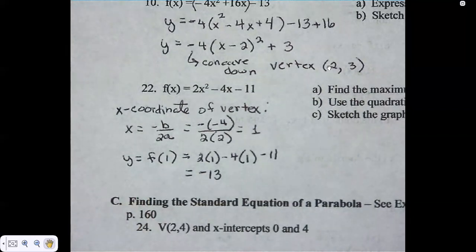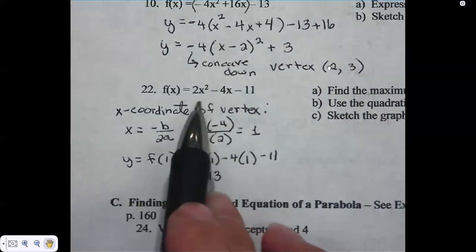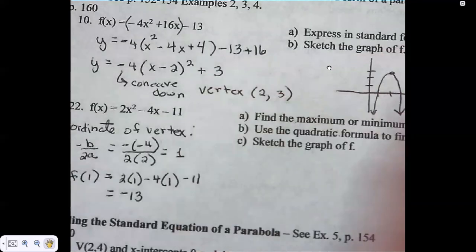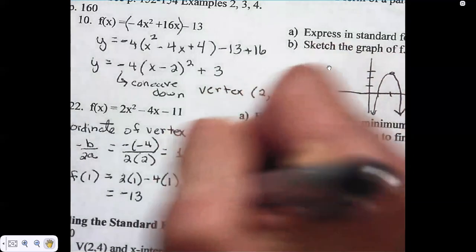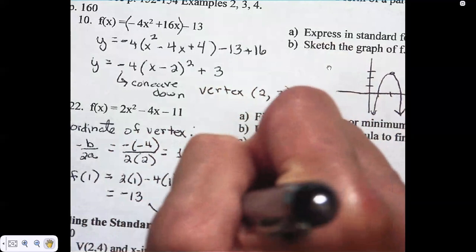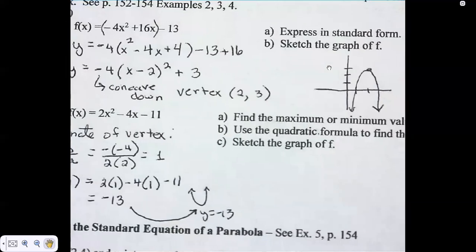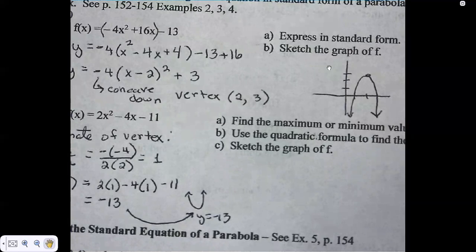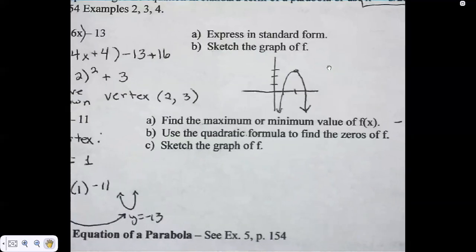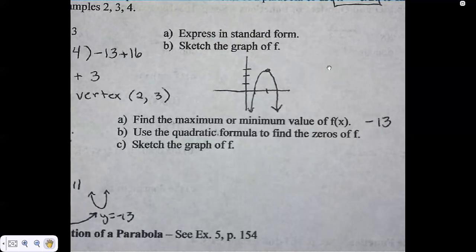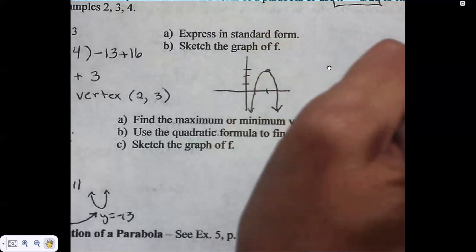So what is the maximum or minimum value of that function? Negative 13. And is it a maximum or a minimum? How could you tell that without graphing it? You know that it's going to be concave up, and a concave up function has a minimum. That's y equals negative 13. And I'm sure on the test I'll ask, is it a max or a min? That's a minimum value of the function.